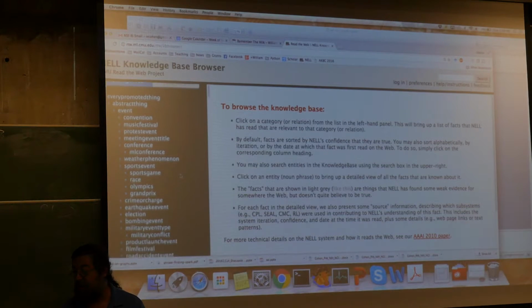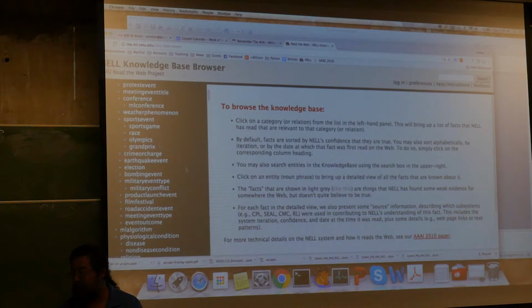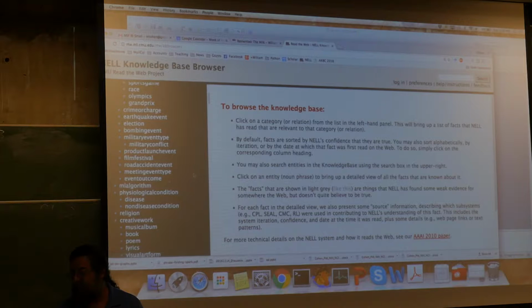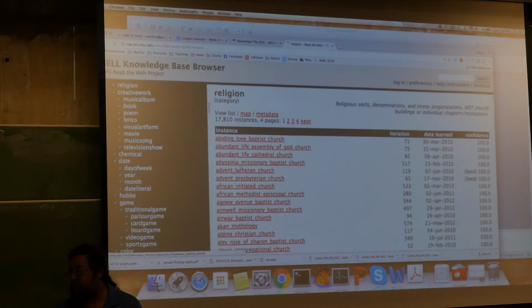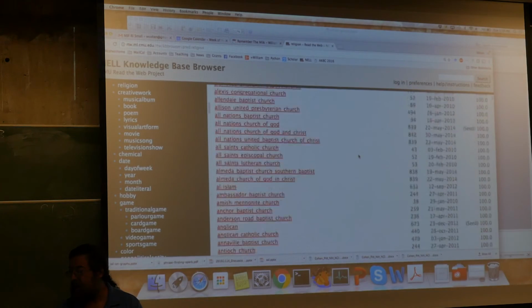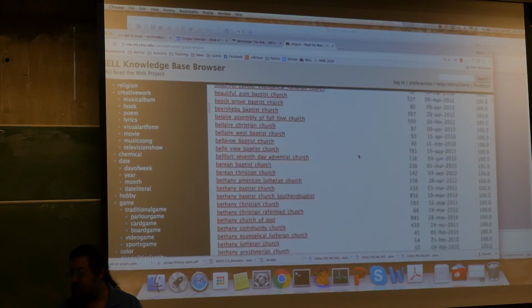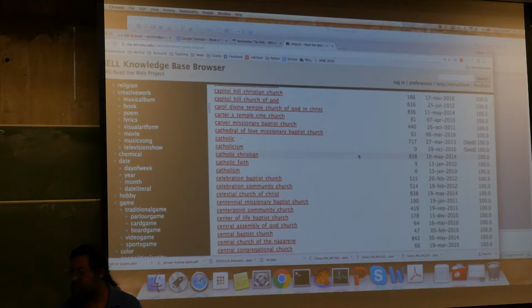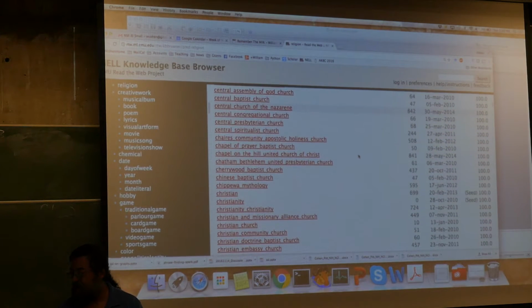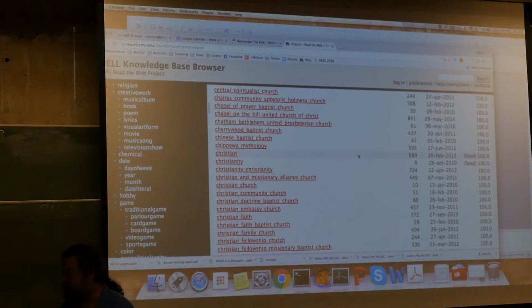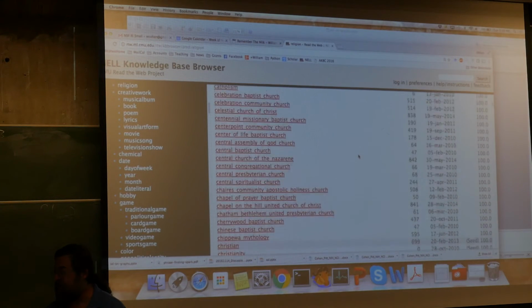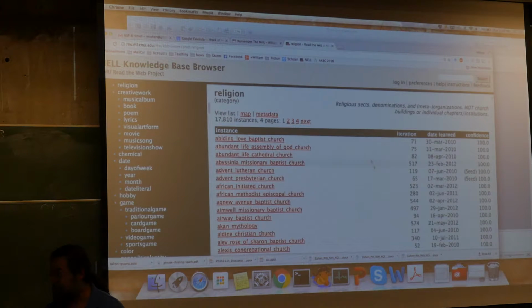Named entities are classified into all sorts of things like sport events or machine learning algorithms or religions and so on and so forth, okay? These are all things that Null thinks are religions. Chippewa mythology might be a little bit of a boundary case. Along with this, there are a couple of different properties. One is confidence, and there's also whether this was a seed that was given by a human being or whether it was learned.